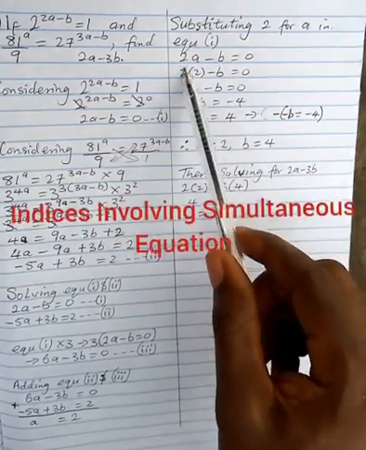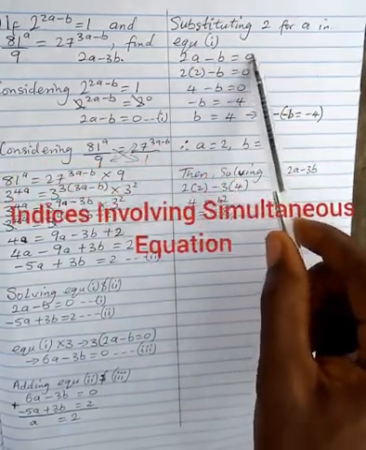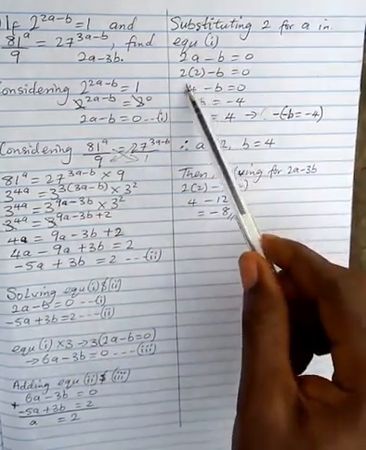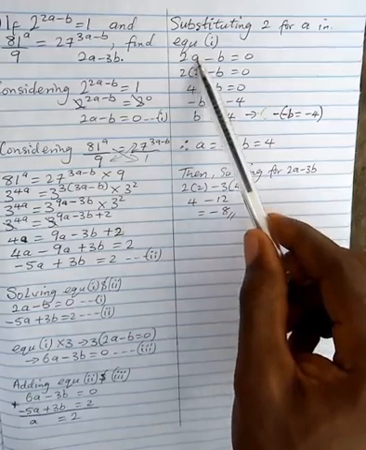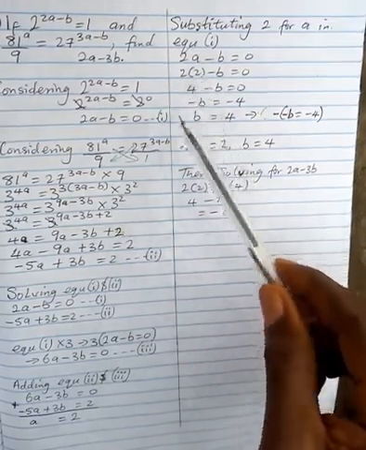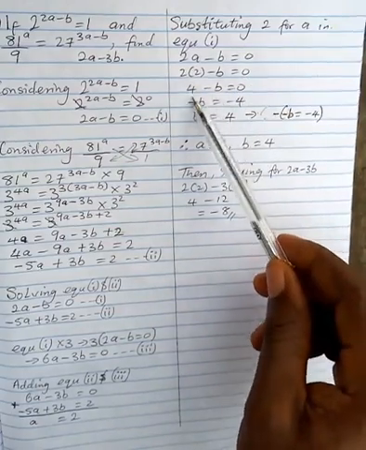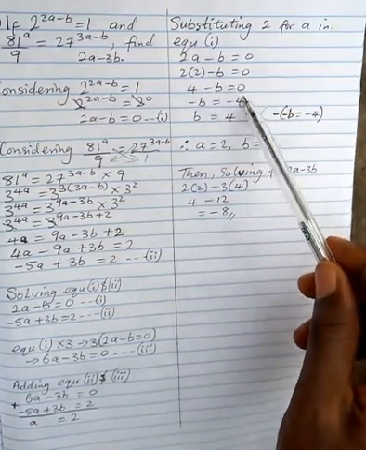All right, so we now have 2a minus b equal to 0, which is equation 1. Anywhere we see a, we put 2, because a is equal to 2. Minus b equals 0. 2 times 2 is equal to 4. Minus b equals 0.